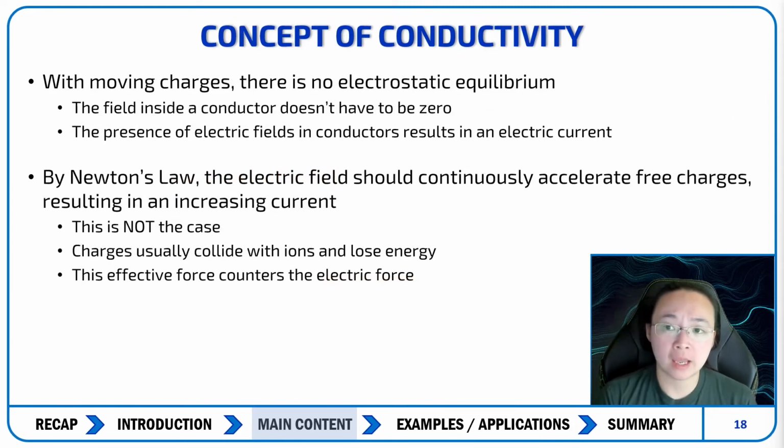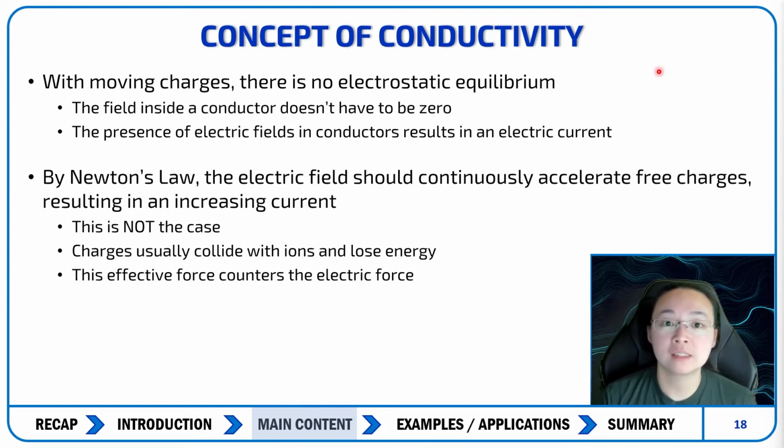So now that we have a good understanding of current and current density, we then take a look at conductivity. With moving charges, there is no electrostatic equilibrium. The field inside a conductor no longer has to be zero. So that's a very important thing to remember. Because there is no electrostatic equilibrium, and because the charges are moving, there is no guarantee that within a conductor you just have zero field, because your charges are moving and there could be an electric field that's being generated.